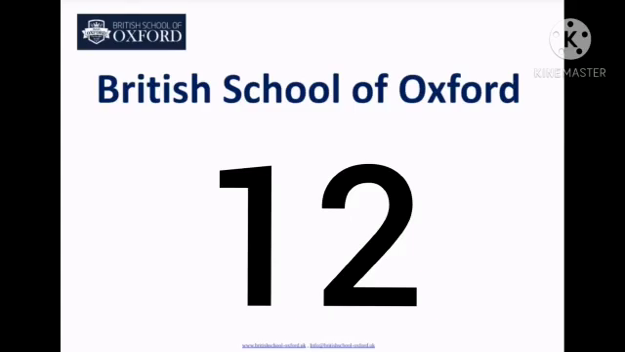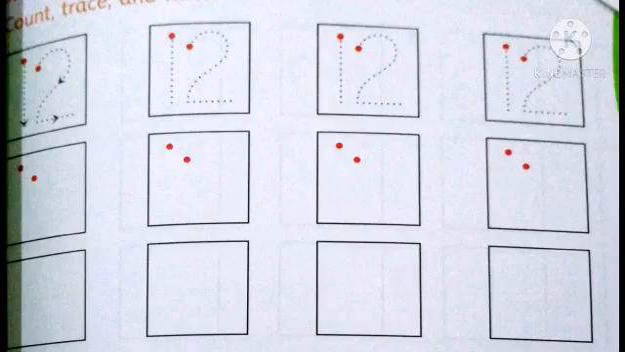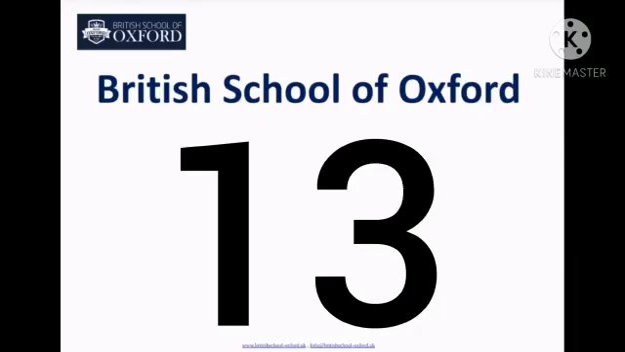1 is added with number 2, so it's called 12. 12. So again look at your book, this number 12. Read it with me. 12. And next number is 1 added with number 3, so it's called 13.